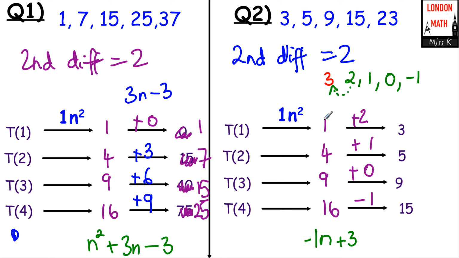So now to explain, to get from 1 to 3, 4 to 5, 9 to 9, 16 to 15, this follows this part of the formula, which is minus 1n plus 3. Now remember, we've already established it's a quadratic sequence, so this part of the formula will come down now to explain the quadratic sequence, which is just the 1n squared. So you could write down just n squared. Okay, so the formula to this quadratic sequence is n squared minus 1n plus 3.